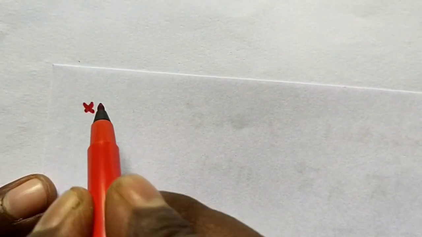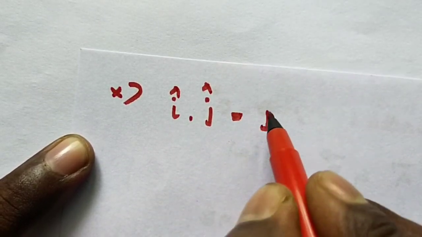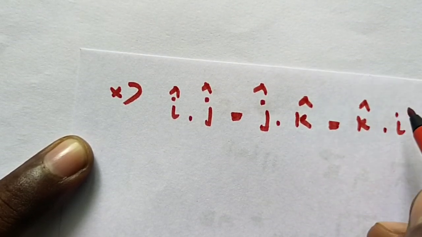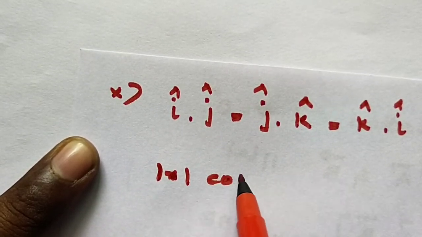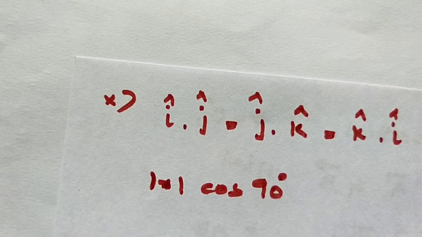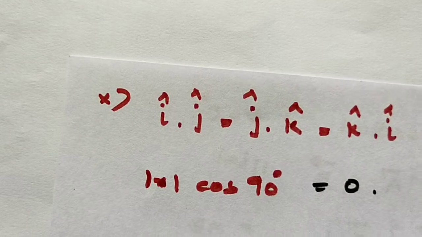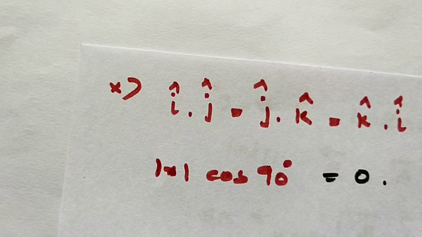So now moving to the 10th property, that means orthogonal vectors. Orthogonal vector means the angle between the two vectors is 90 degree. So write down that i cap dot j cap is equal to j cap dot k cap, and another one is k cap dot i cap. So that means 1 into 1 cos 90 degree, because the angle between the two vectors is 90 degree. Finally we get the resultant 0. So for a unit vector with itself the value is 1. For orthogonal vectors it is 0.